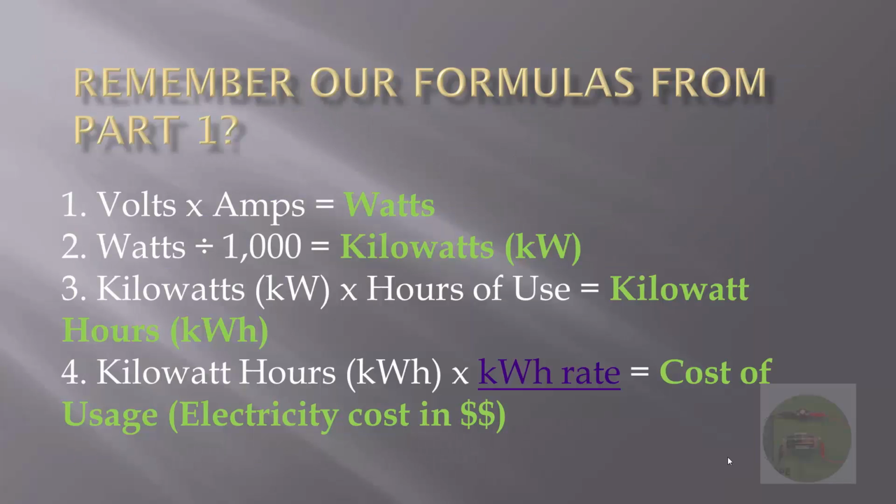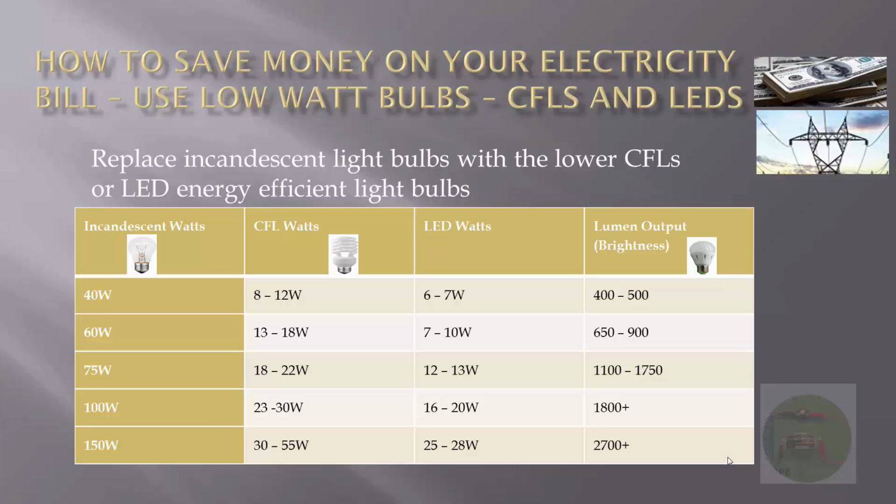So let's look at the formula once more, and this should really shed some light for you and of course bring back memories. If you watched part 1 of the video, I showed you how to calculate watts, kilowatts, kilowatt hours, and of course cost of electricity. So just going back here and looking at this chart, you can see that we have a lot of smaller watts in the CFL and the LED range. Okay, so you're going to use less electricity.